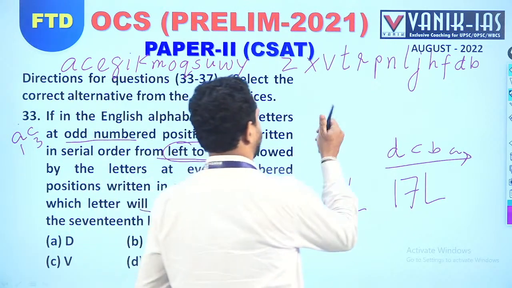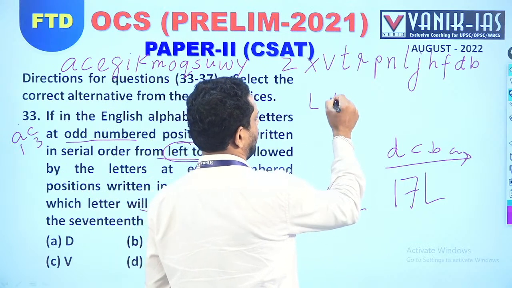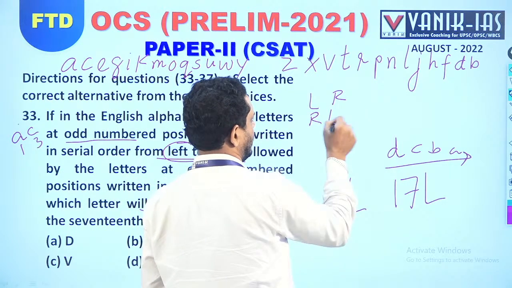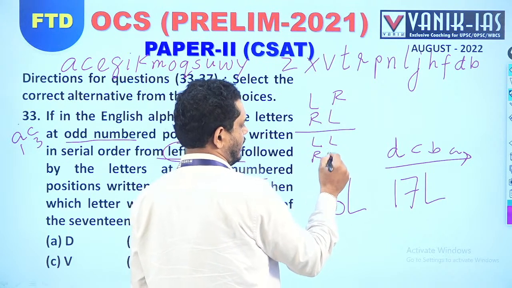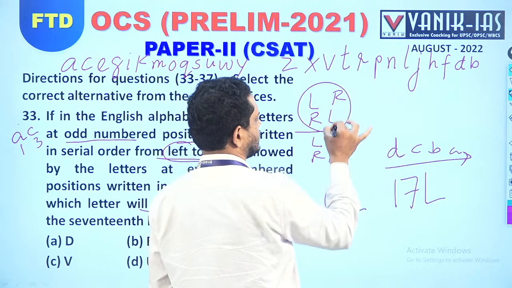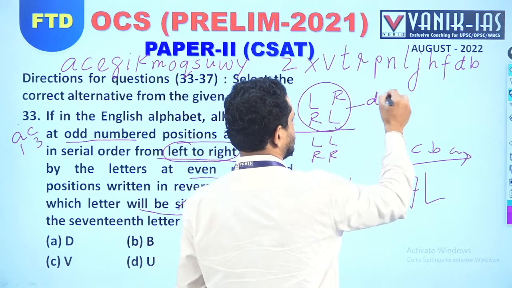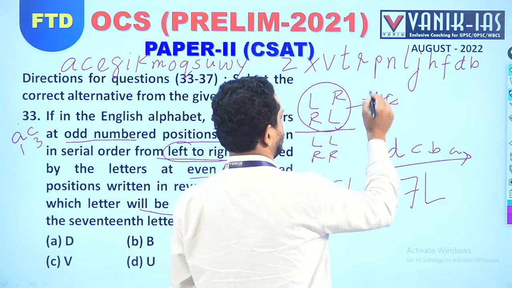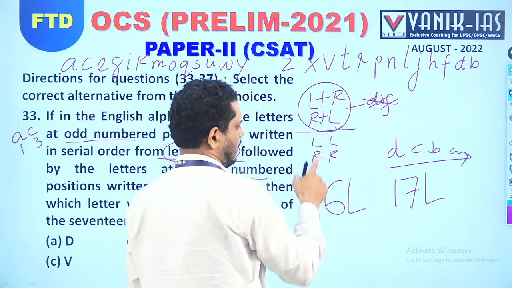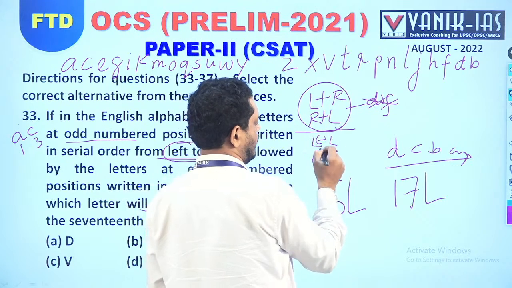What does opposite direction mean? Left right, it may be right left. What does same direction mean? It may be left left, it may be right right. If opposite direction, then find the sum. Sorry, opposite direction is sum, and if same direction, go for a difference.